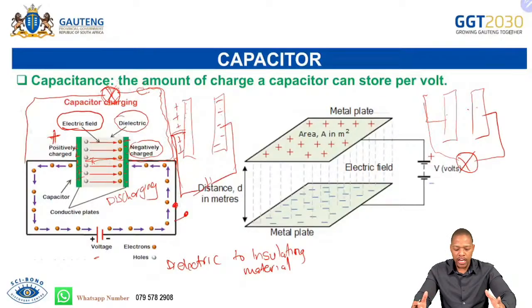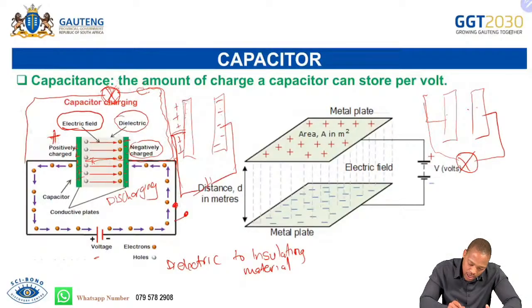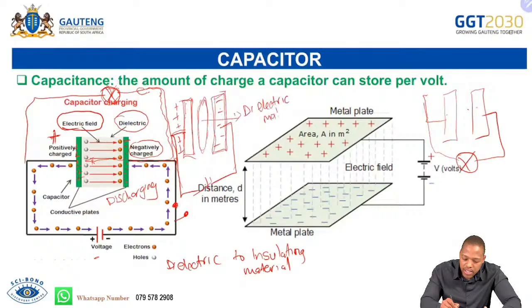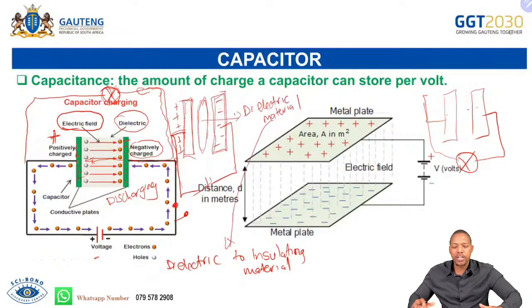Okay, so we've said a lot here. We're saying a capacitor is made up of two plates. That's a very, very important thing. And between these plates, there is this material that they put inside. Okay, and this material is called a what? A dielectric material. And a dielectric material is an insulating material.